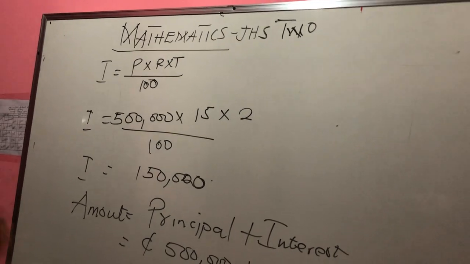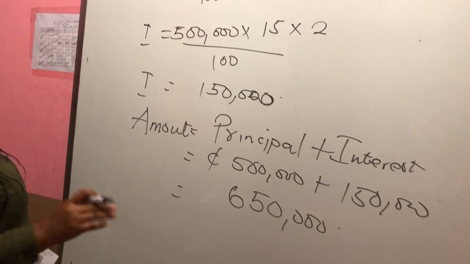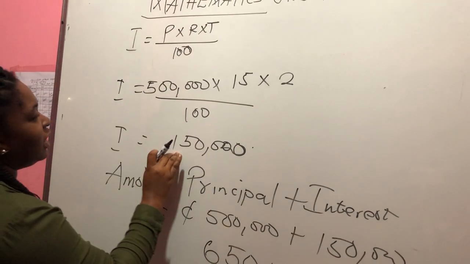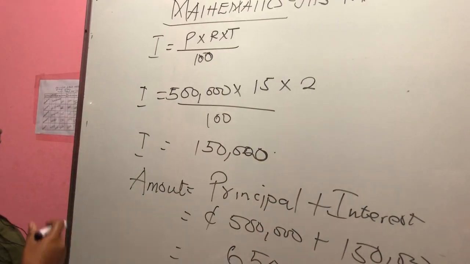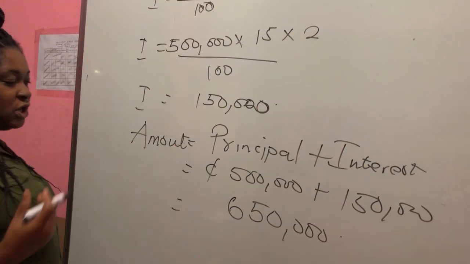Okay, so I picked the last question because of time. Then we are good to go. Now, what does this mean? The man invested 500,000 cedis. The interest he got for the investment is 150,000 Ghana cedis for 2 years. Now, at the end of his investment, the amount is what he is going to take home.